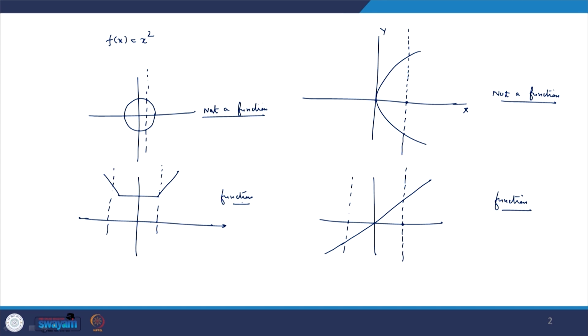So, that means if a graph is given to you and you want to predict whether this is a function or not, you simply draw a line parallel to the y axis, vary that line over the entire graph, and if for every x you have only a single, unique y, then you can say that it is a function. Otherwise, if there exists a point on the graph where for a single x you have two different y, that means it is not a function. So, this is the first thing.